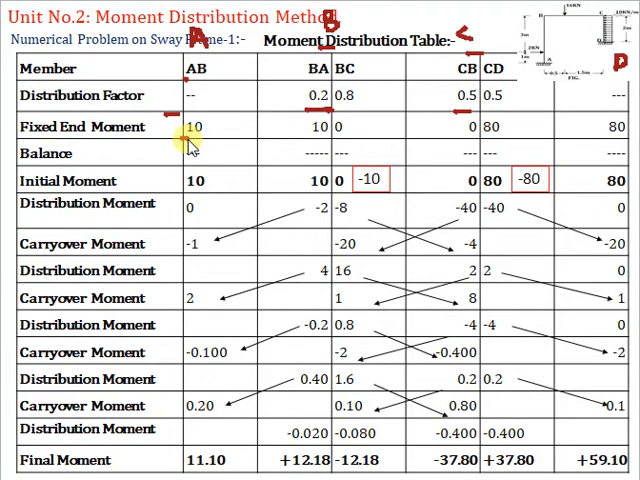Then the fixed end moments, which we also saw in the first video. For AB it is 10, for BA it is 10, and for BC it is the moment calculated previously by keeping the column fixed and applying the translation toward the right hand side. Whatever moment was generated, we calculated as 10 for AB and 10 for BA. For CD it is 80, and for DC it is 80.